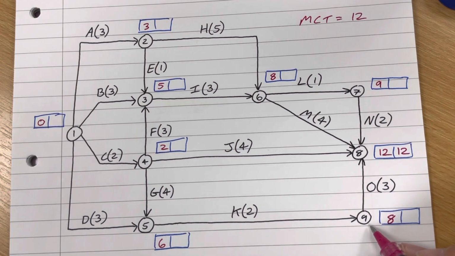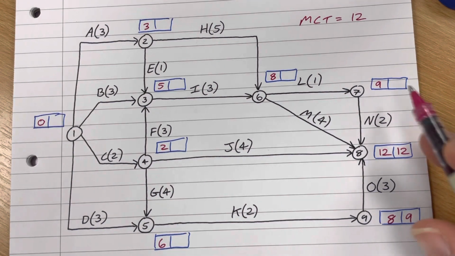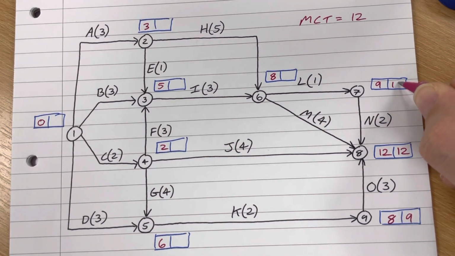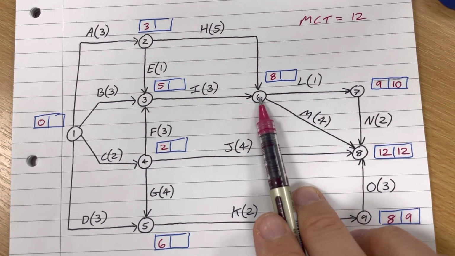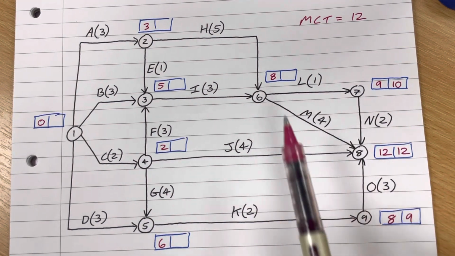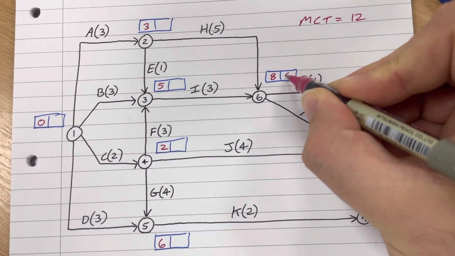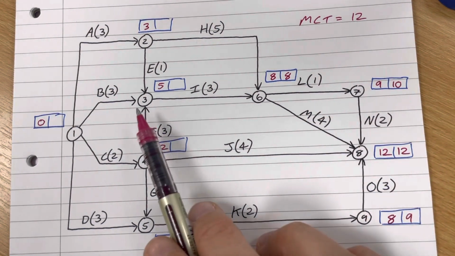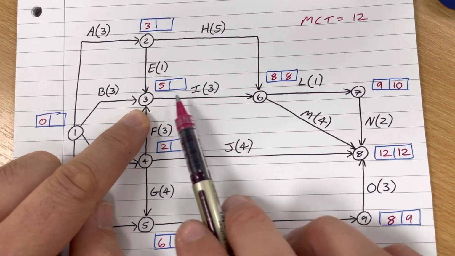So this one's only got one input, so 12 minus 3 is 9. This one's only got one input as well, so 12 minus 2 is 10. This one's got 2 inputs, 12 minus 4 is 8, and 10 minus 1 is 9. Take the smallest, so 8 goes there. This one's only got one input, 8 minus 3 is 5.